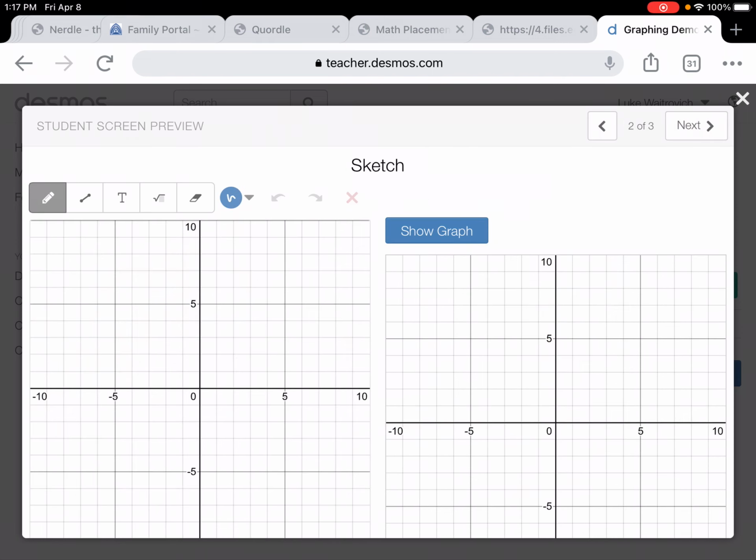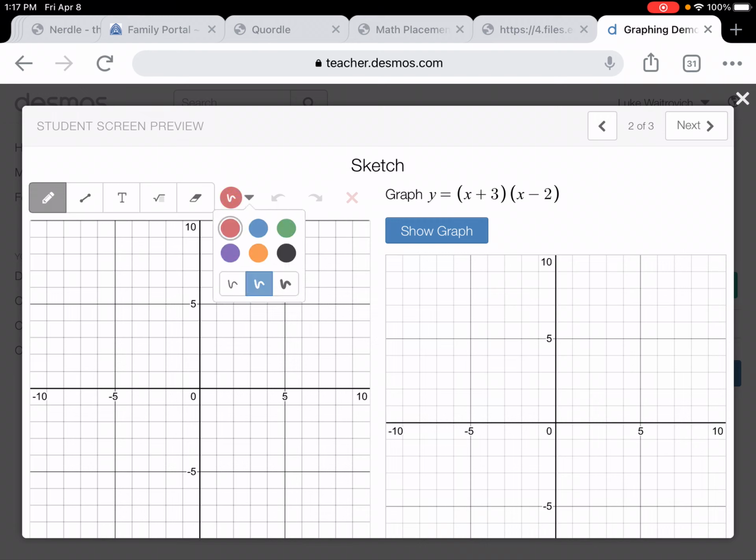Let's take a look at what you do when something is what I would call factor form. All right, so here, what this does, y equals the quantity x plus 3 times the quantity x minus 2, that immediately tells me where my zeros are. And so my zeros are going to be at negative 3 and at positive 2.